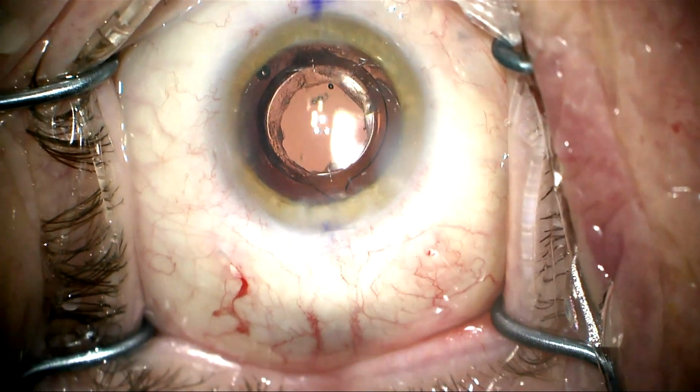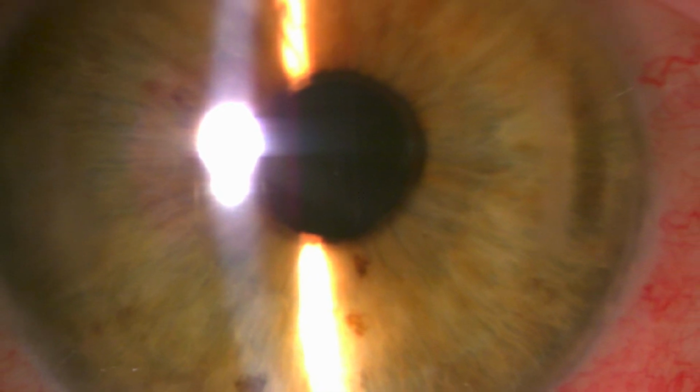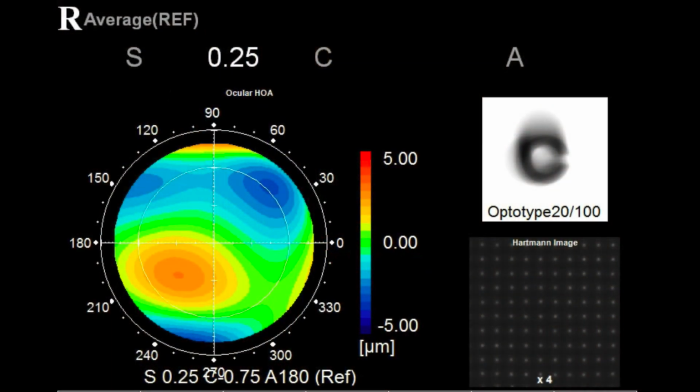Day 1 post-op, the patient saw 20/20 uncorrected. Here's a view from the slit lamp. The eye is very quiet, the lens is clear and in good position, and his autorefraction is very close to plano.